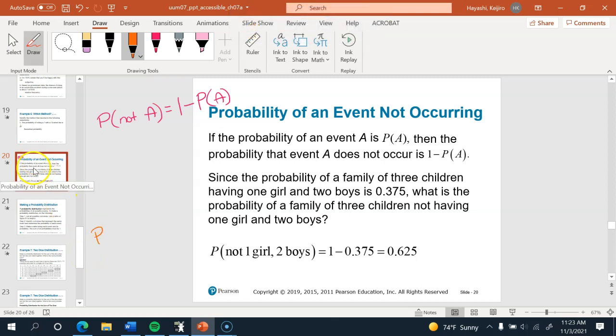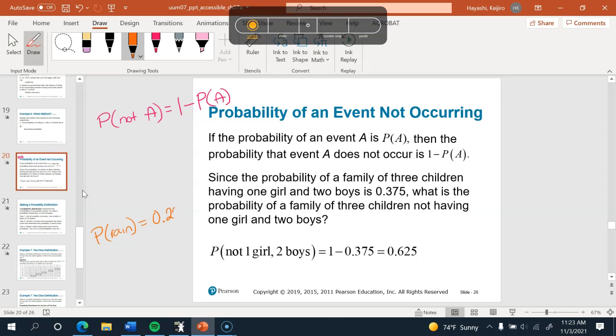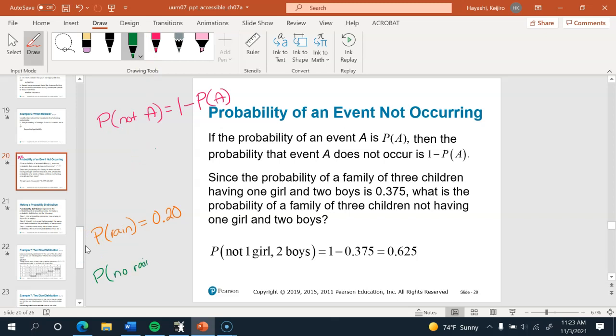Say that a meteorologist on the television says that the probability of rain is, I don't know, 20%. Expressed as a probability, that is 0.20. So if you wanted to talk about the probability of it not raining, that would simply be 1 minus 0.20, or 0.80.